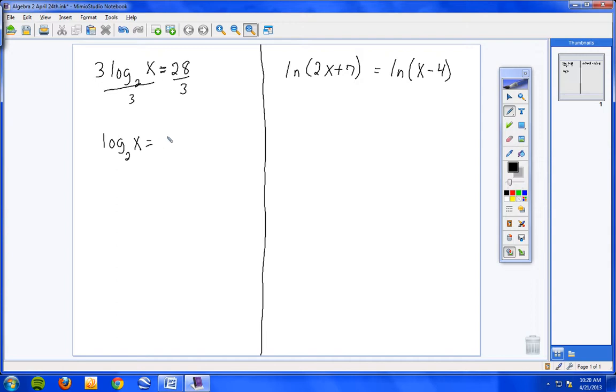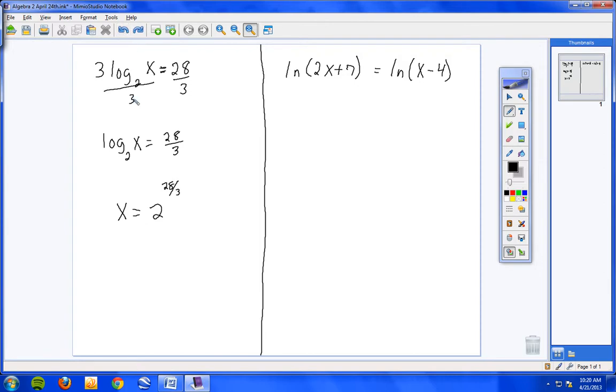Now, if you put 9.3, I'm okay with that. I'm not going to lose a whole lot of sleep over that. Either way is fine. I'm going to go ahead and leave mine 28 over 3 for right now. Okay? All right, let's continue on. Step 2 then said to write the equation exponentially. So if you wrote this exponentially, it would be x equals 2 to the 28 thirds power. Now, some of you might have 2 to the 9.3 power, and that's okay. I don't care. That's fine.